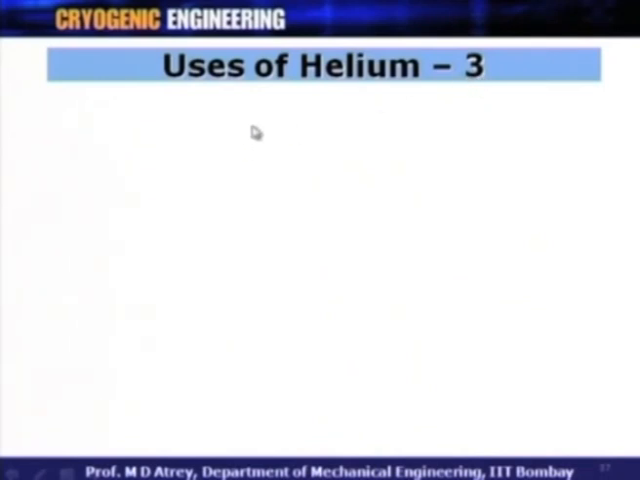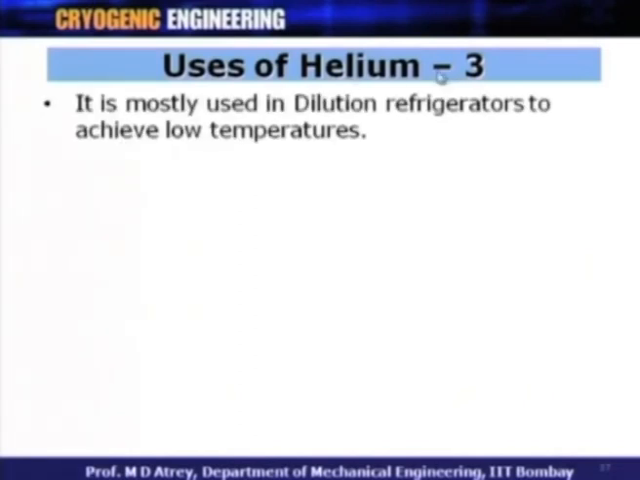I will come to the uses of helium-3. I just briefly talked about the helium-3 vapor pressure curve, then I talked about the phase diagram of helium-3. Now, helium-3 is a very costly gas, and therefore its usage has to be really justified. All the equipment which uses helium-3 is very costly. In fact, one would not prefer to use helium-3 unless justified. As we just talked about, it is mostly used in dilution refrigerators to achieve low temperatures.